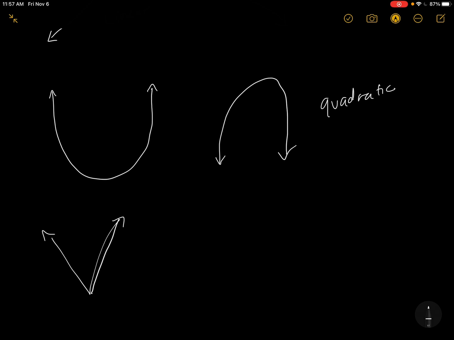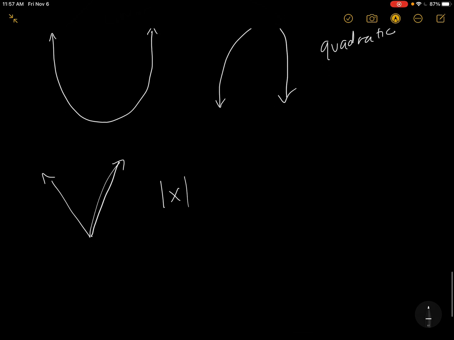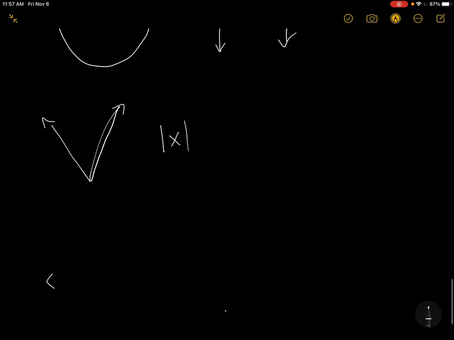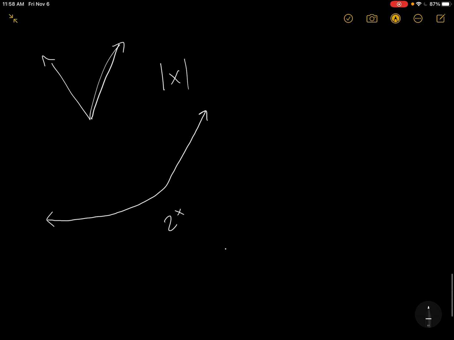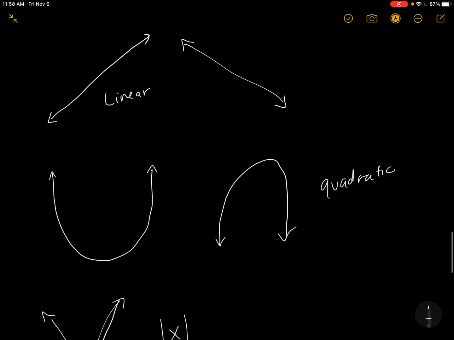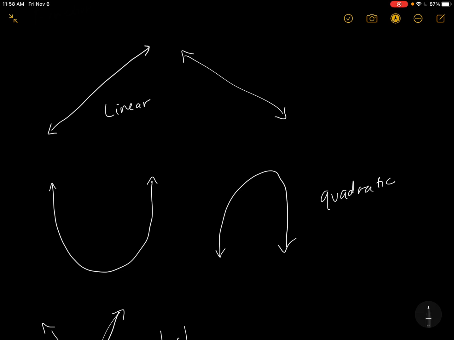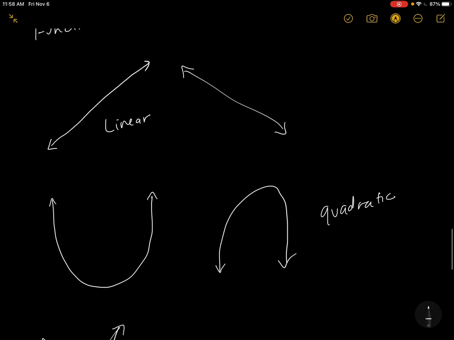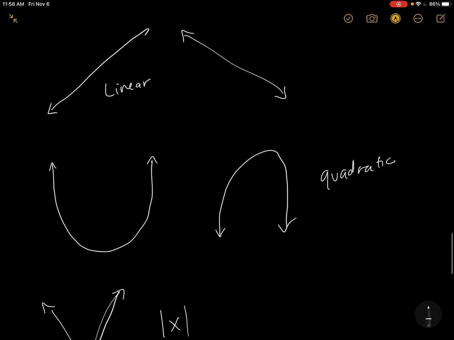Sorry, that's supposed to be straight, like a V. This is an absolute value one. You might get an exponential graph. Or you might get something that represents a square root graph. Okay, so these are all examples of functions, what they kind of look like.